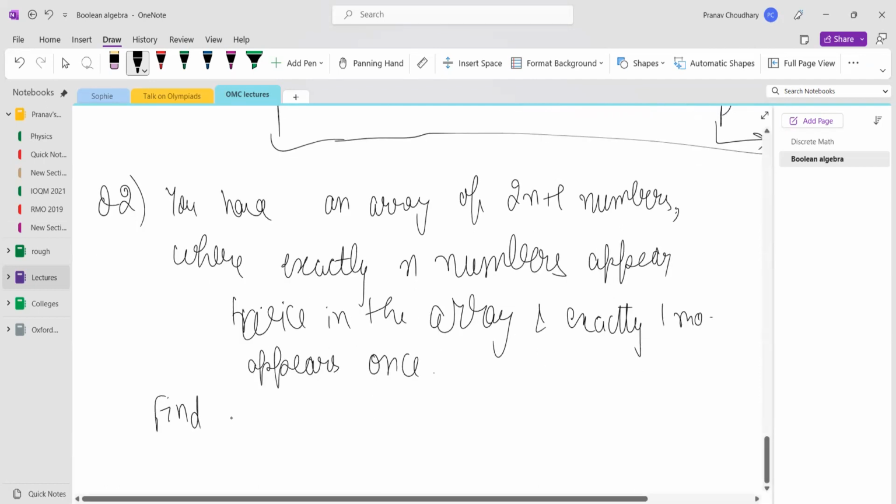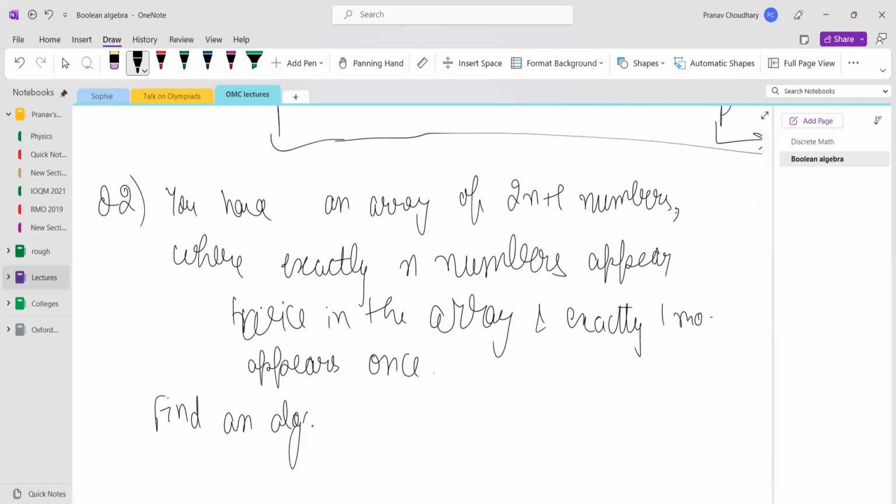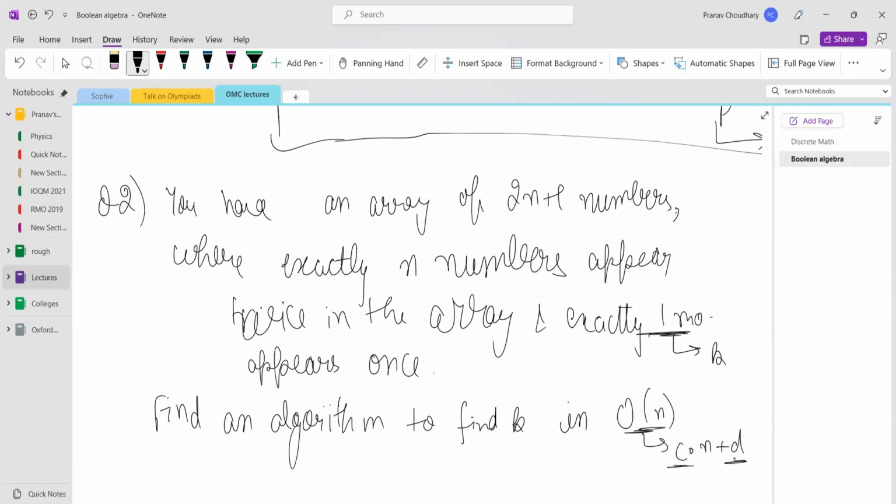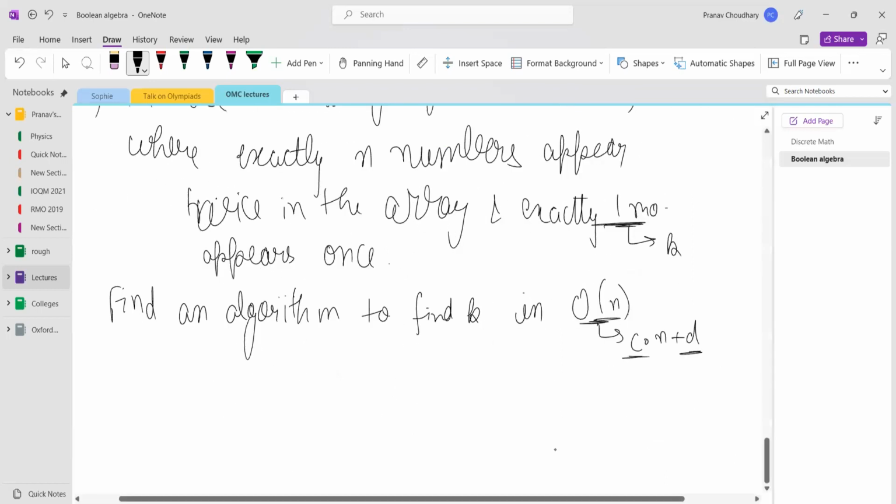Find an algorithm, let's call this exactly-once number k, to find k in O of n. For people who know time complexity. But essentially what it means is you have to find k in some Cn plus d number of moves, where C and D are fixed for any given n. An example of such an array can be 1, 1, 2.